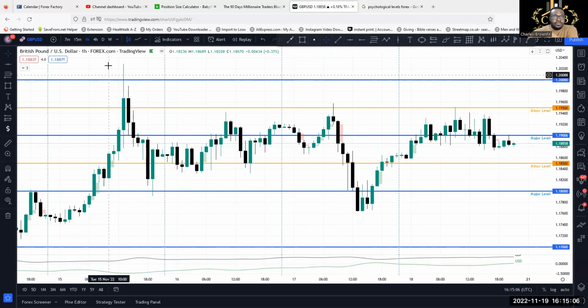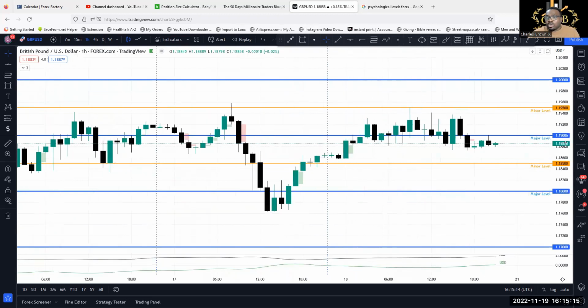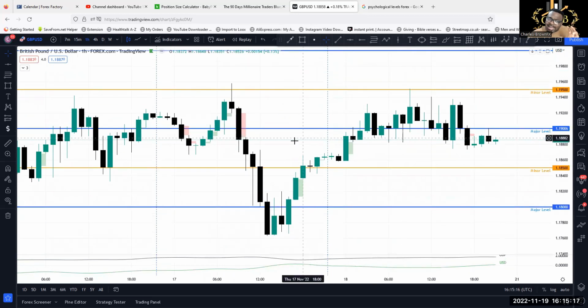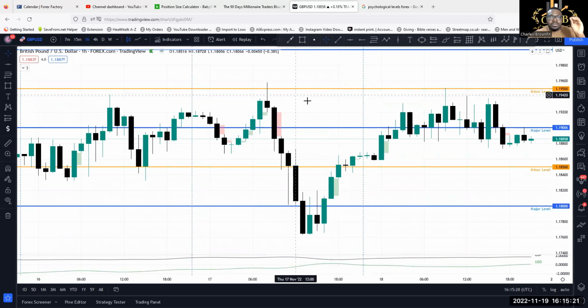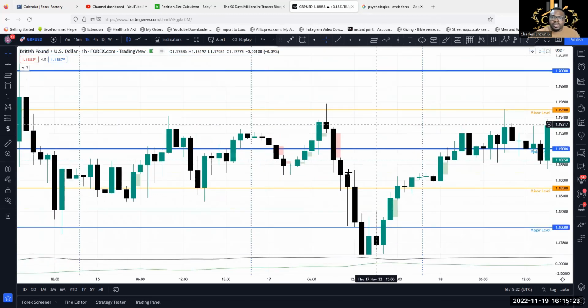So I want you to know, if you're a day trader, I don't take my entry on the 1 hour time frame, because price may have moved several pips away before I can take my entry. Because I target 50 to 60 or 100 pips per day, I'll normally go to a lower time frame to get my entry. So assuming price is here, how do I trade it?